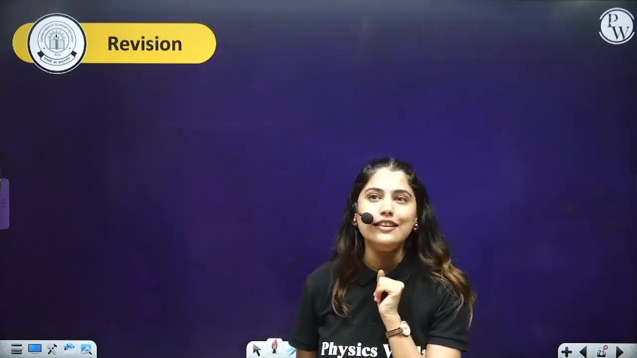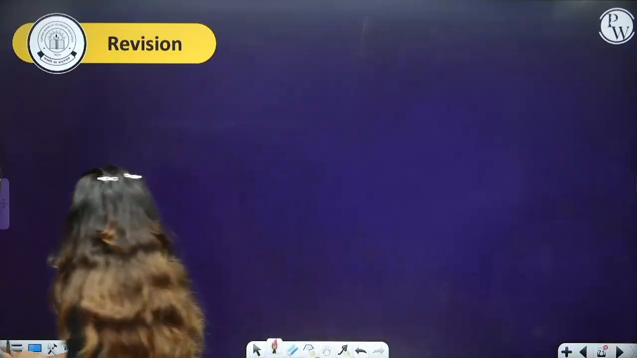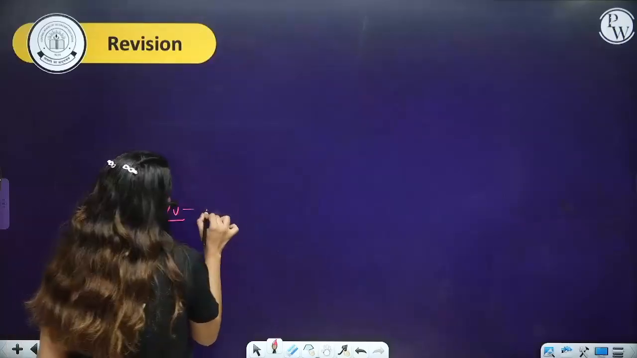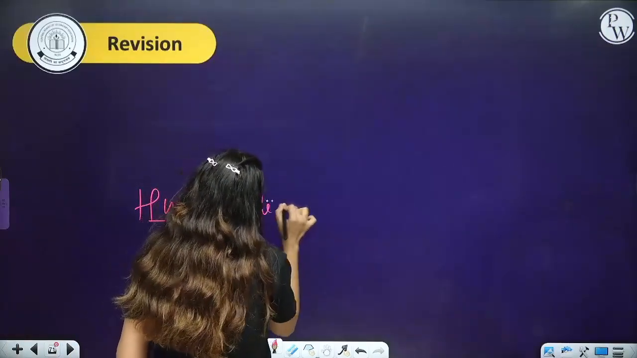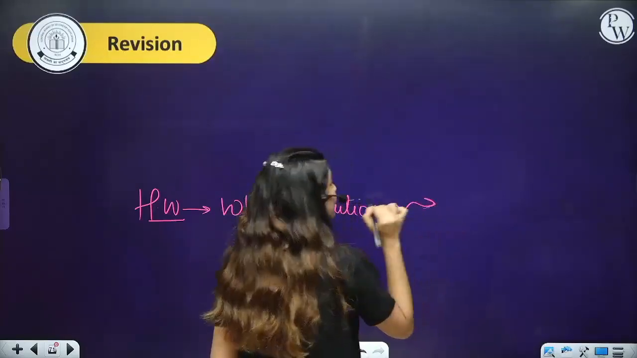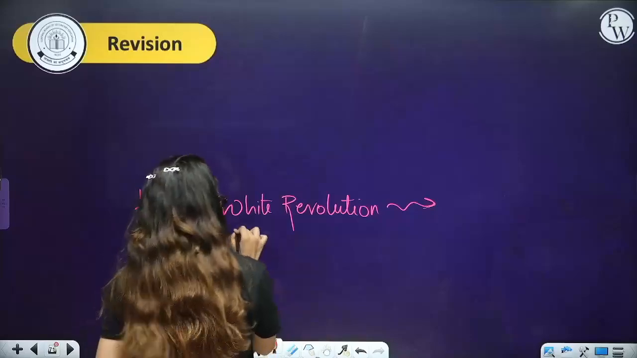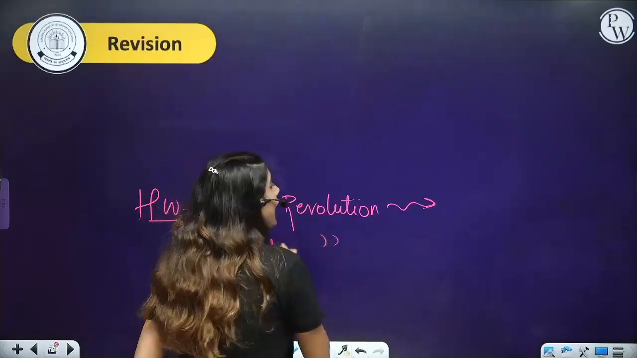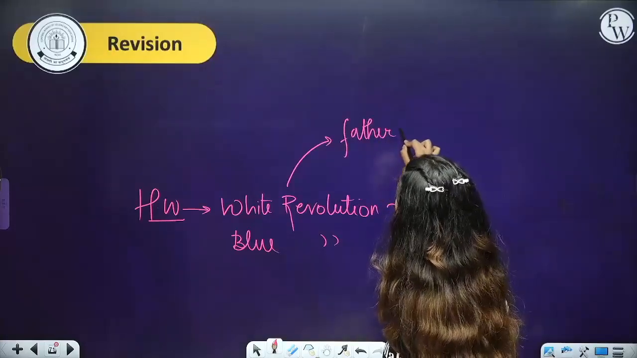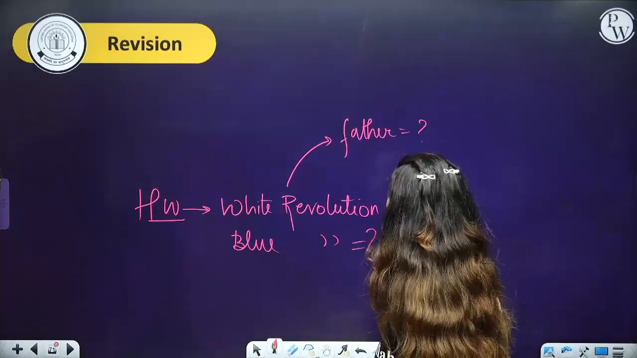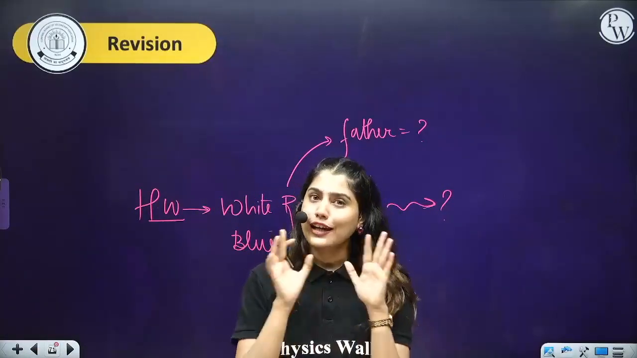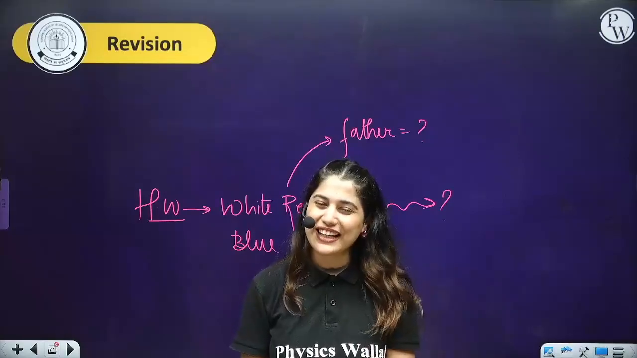We have already seen the green revolution. One simple homework I would like to give is the white revolution, just like the green revolution was for the increase in production of grains. What is the white revolution and blue revolution? And who is the father of the white revolution? So all of this is homework. Try to find that out. Write it down in the comment box. I'll be checking and I'll know if you are actually dealing with this topic very nicely or not.